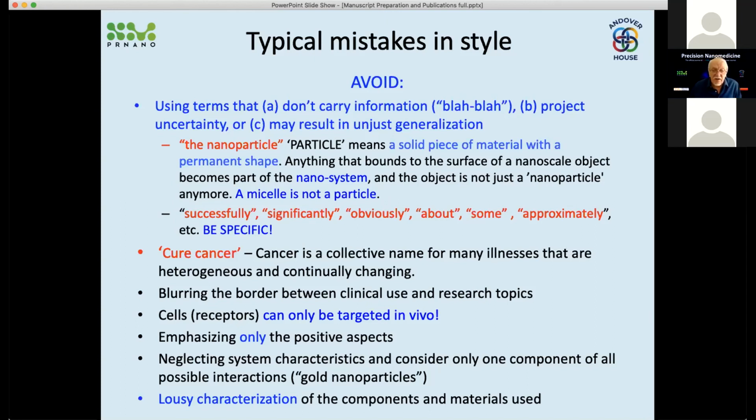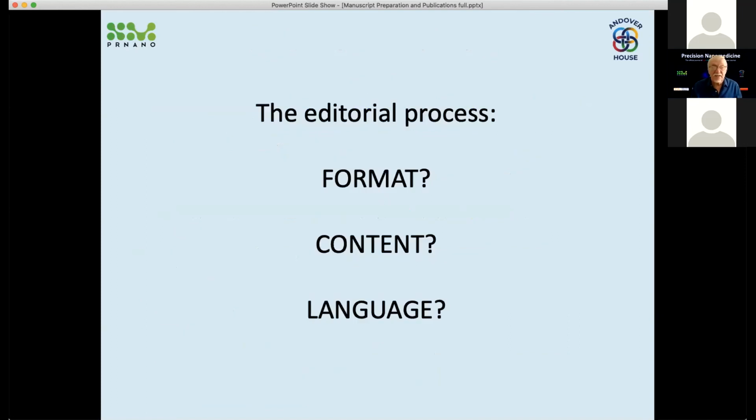Neglecting system characteristics, especially in earlier articles, with gold nanoparticles. There are so many other things in the blood. Lousy when you inject gold nanoparticles. And also an often committed mistake, lousy characterization of components and materials used, and very thorough biologic experiments of unknown materials. It's just meaningless.